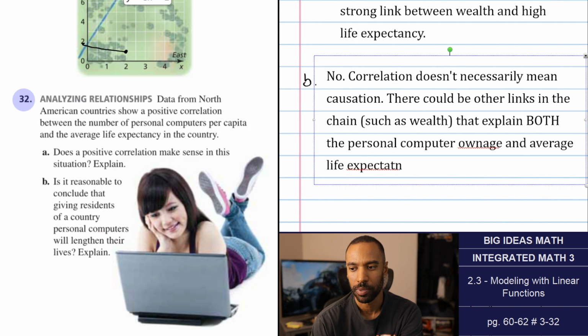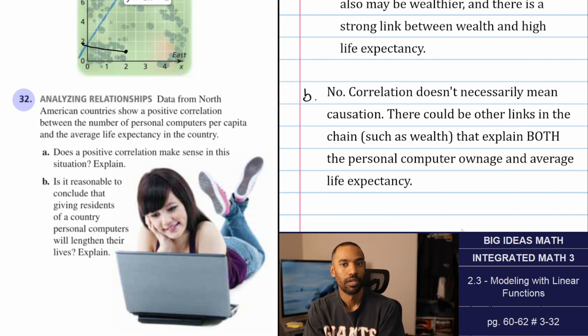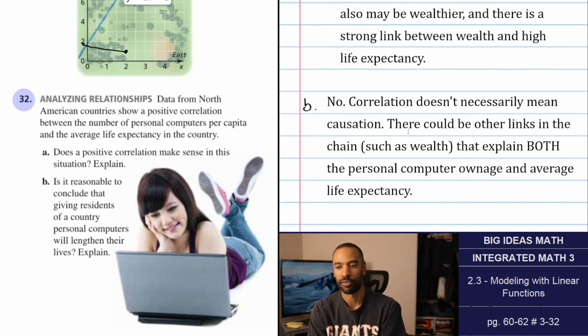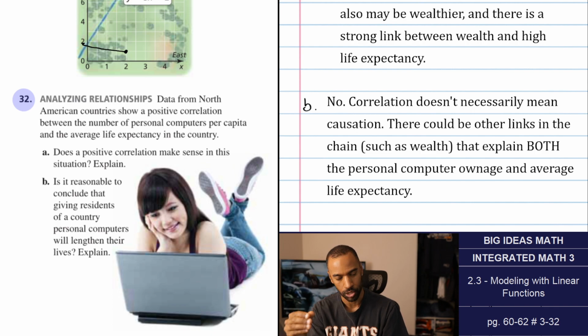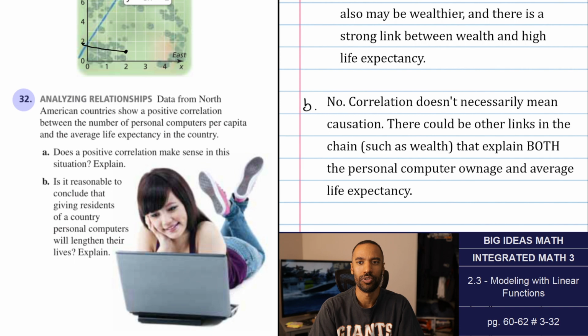Once again, just because you give them more computers, you're like, hey, here's a computer, that doesn't make them wealthier, right? That doesn't change different things about their needs that would affect life expectancy. So no, not unless you think it means causation and that having the computer itself will give you more life expectancy. Like I said, you can research more things. You can do that anywhere. You can do that at a library.